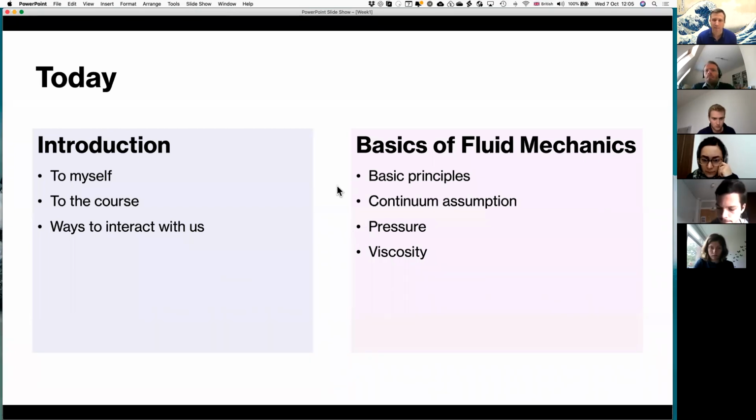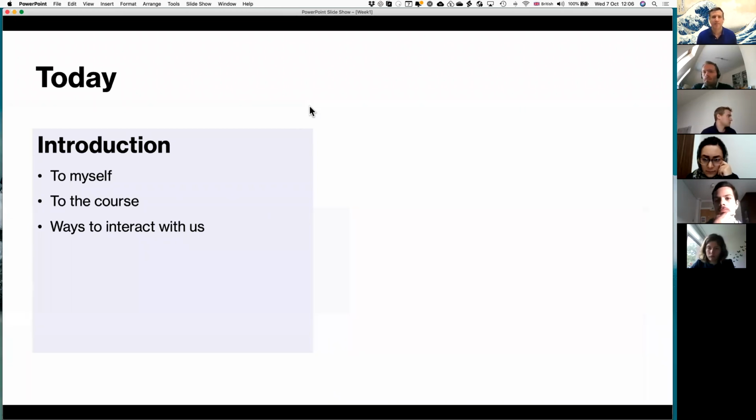And then, depending on how we're going, we might have a short break, or there'll be a short exercise for you to do, where we'll start to discuss some of the ideas behind the basics of fluid mechanics, in particular the continuum assumption, and we'll introduce some of the main thermodynamic quantities of interest as well. And then I'll set you off with a couple of questions before Friday's session. Okay. Right, so with the introduction.